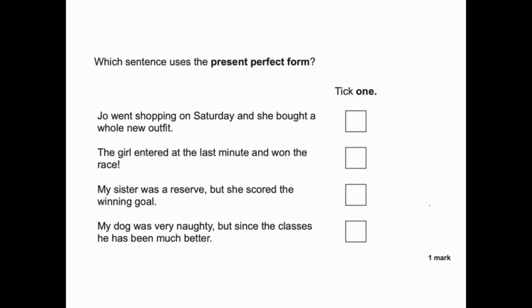So we go through the options that we've got, and the first one is Joe went shopping on Saturday and she bought a whole new outfit, and you can see it hasn't got any of our have or has verbs in it, so we can rule the first one out. On to number two. The girl entered at the last minute and won the race, and again you can see that it hasn't got any of those verbs in, so we can rule this one out. The third one down, my sister was a reserve but she scored the winning goal, and again we can see it hasn't got any of our verbs that we're looking for.